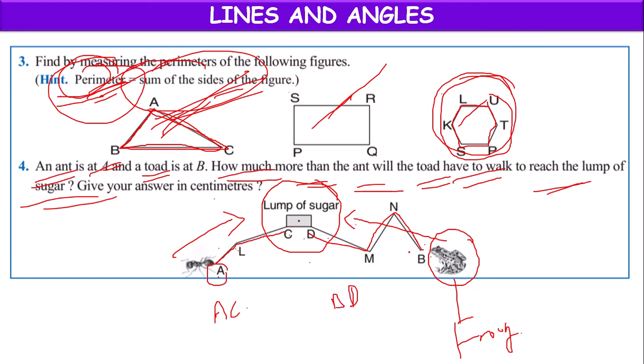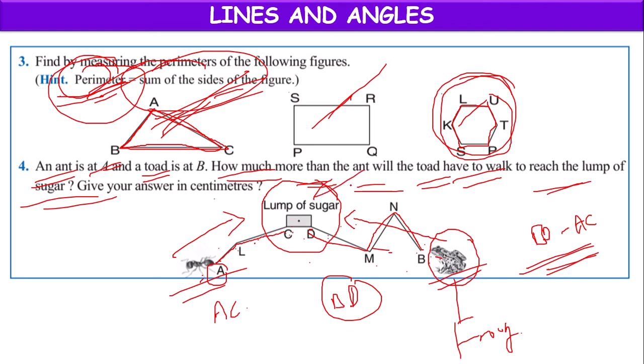And here the distance walked by the frog is more than the distance walked by the ant. The difference between their distances traveled we will get by doing this BD minus AC. You have to find out and subtract, and you have to tell how much more the frog has walked than the ant for reaching the lump of sugar.